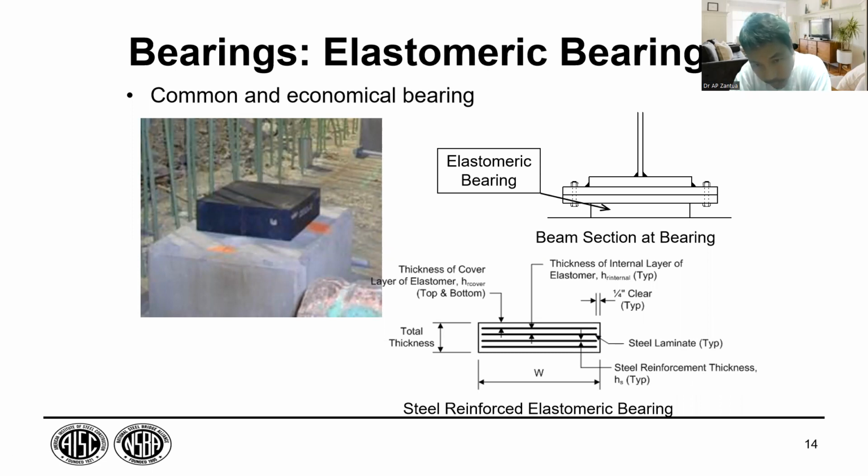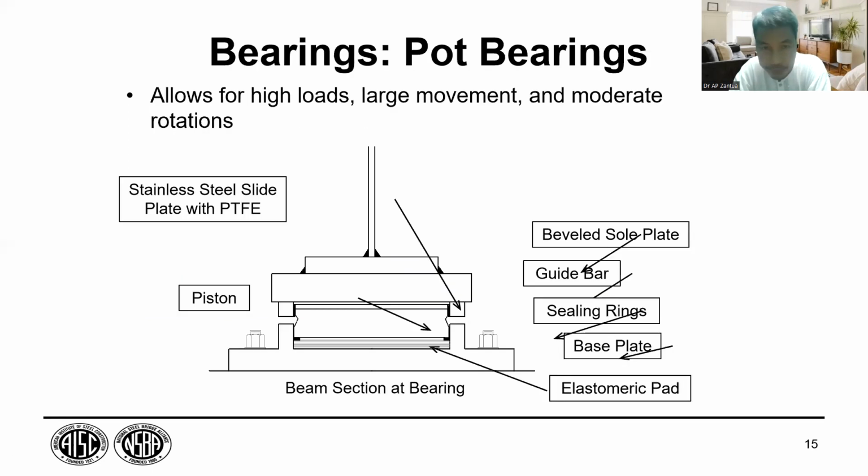This is the steel reinforcement. The black lines are steel lamination steel plates. Okay, reinforcing the plastic material. Okay, so total thickness, then width. So still reinforced elastomeric bearing.